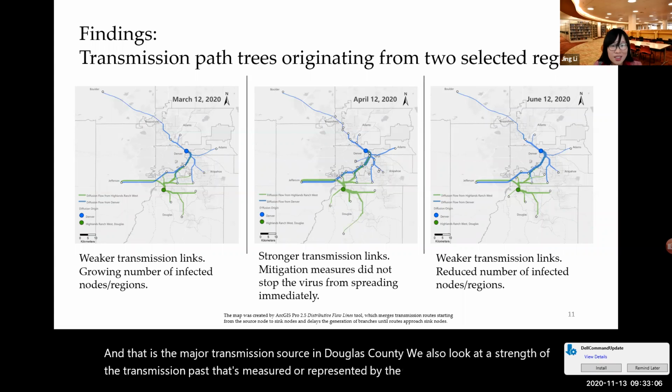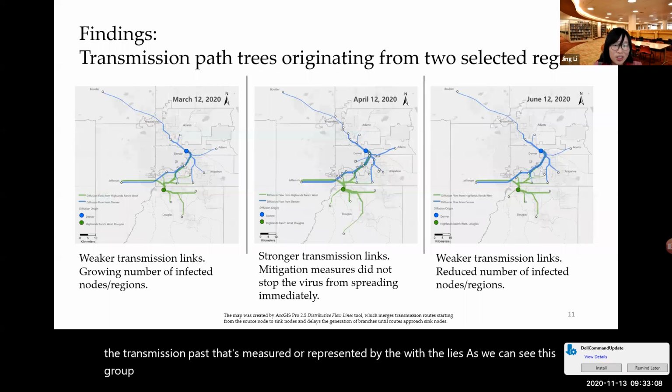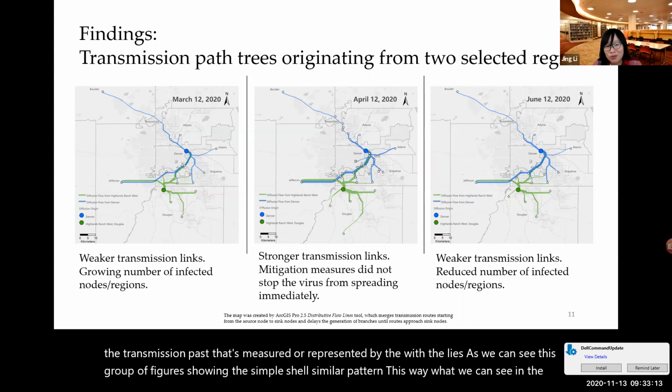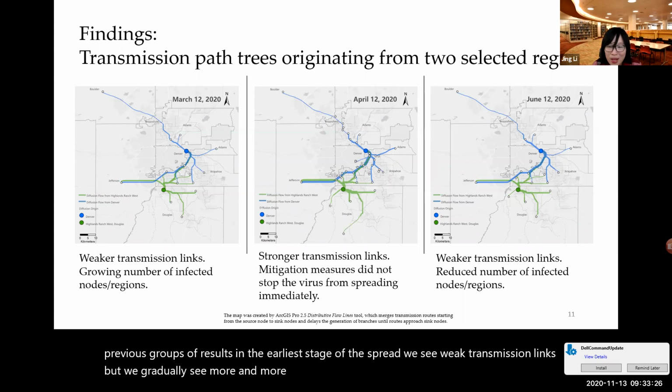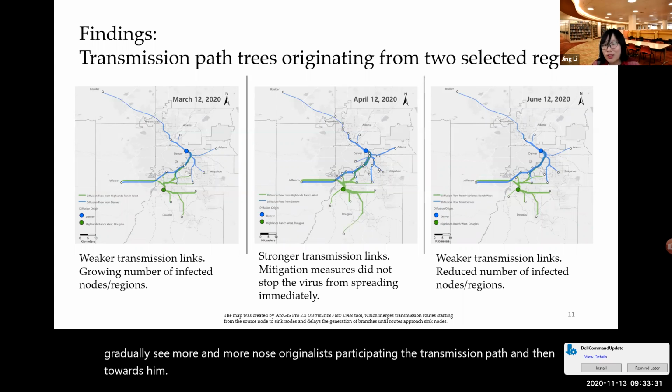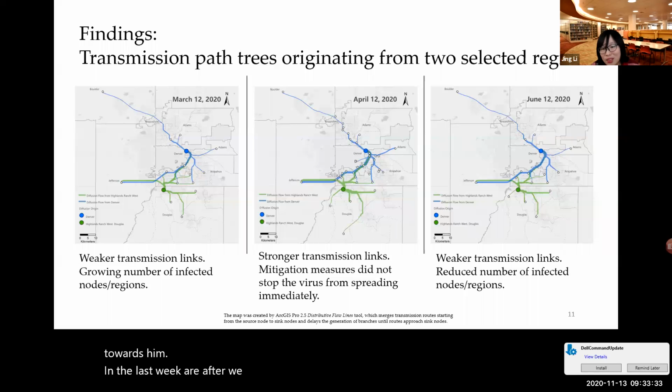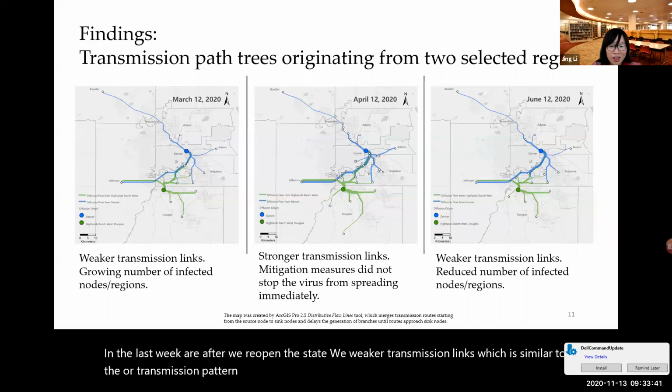As we can see, this group of figures shows a similar pattern to what we saw in the previous groups of results. In the early stage of the spread, we see weak transmission links, but we gradually see more and more nodes or regions participate in the transmission path. And then in the last figure, after we reopen the state, we see weaker transmission links, which is similar to the earlier transmission pattern we saw in the previous group of figures.